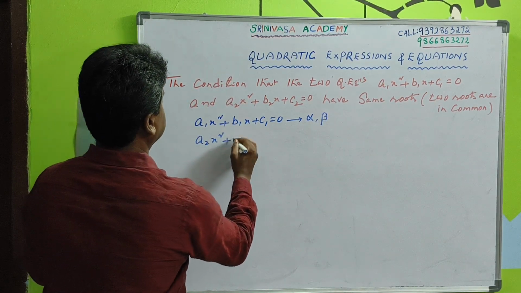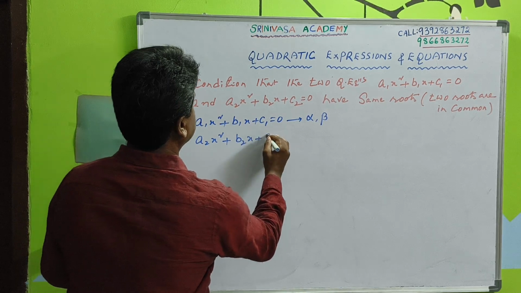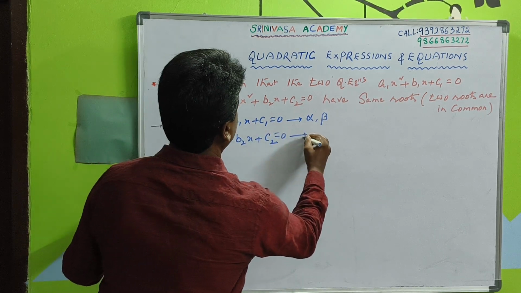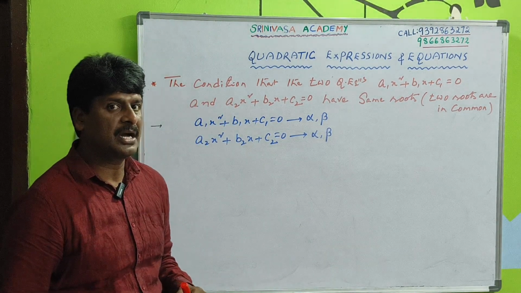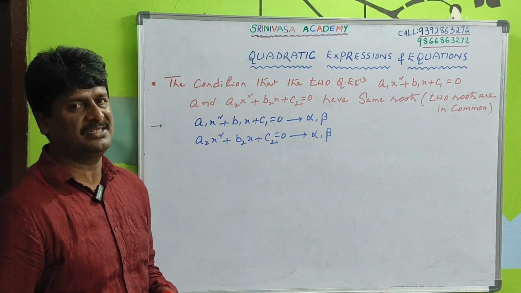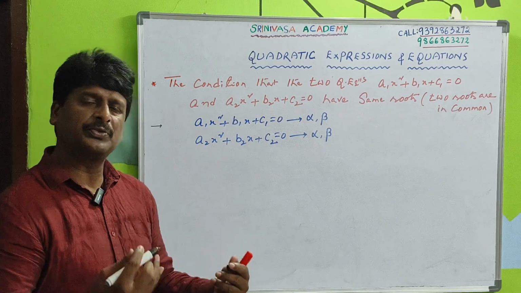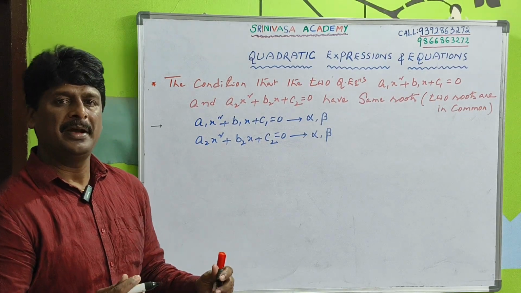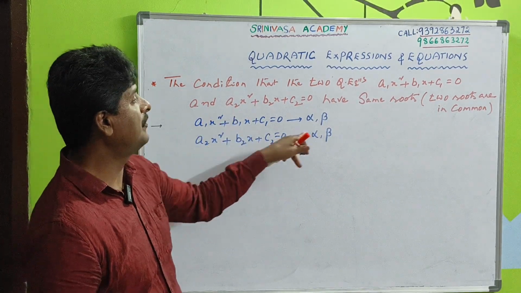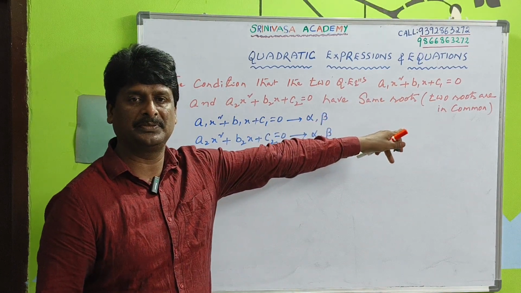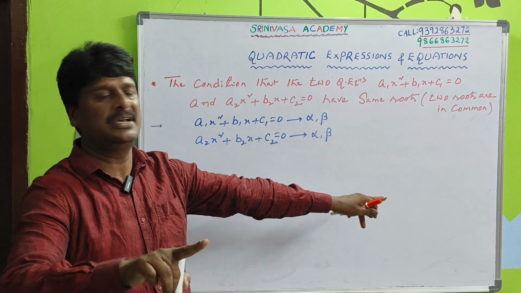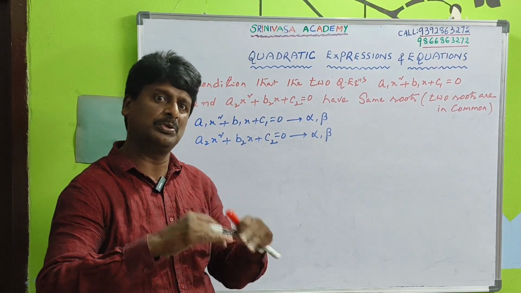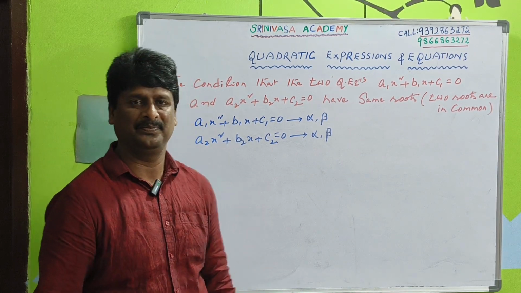a2x square plus b2x plus c2 is equals to 0, roots alpha beta. Now what are the common roots for both the equations? 2 out of 2 roots are common. That's why they have same roots. In the previous case, one and only one same root. Here both 2 out of 2 roots are same.